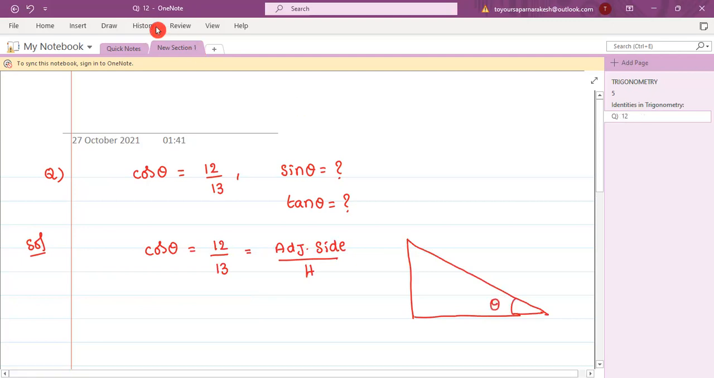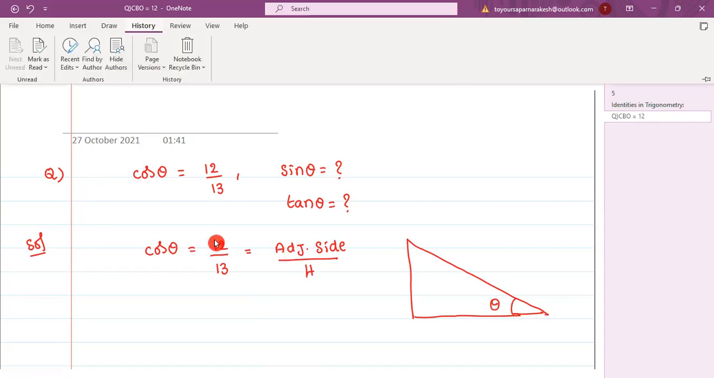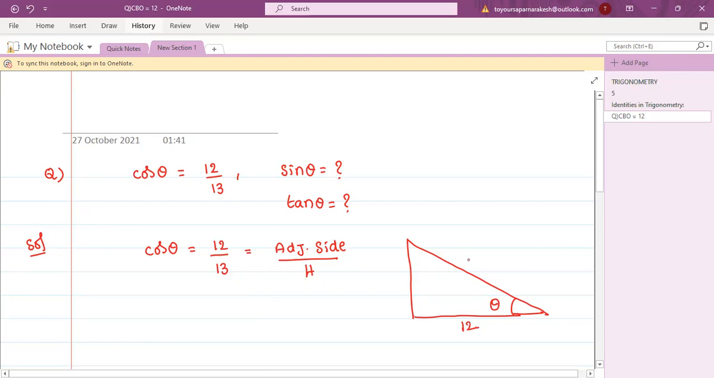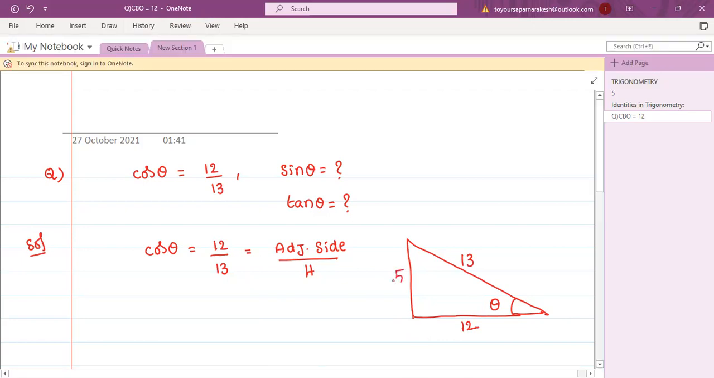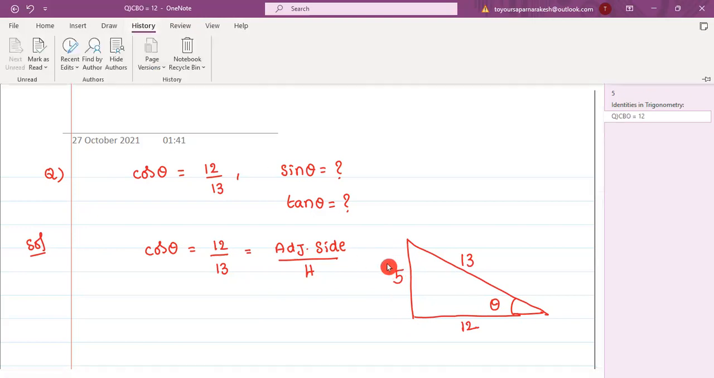Here, what is the length of the adjacent side? The length of the adjacent side is equal to 12, and the length of the hypotenuse is 13. You follow the Pythagoras theorem, and we get the length of the opposite side. By simplifying, the length of the opposite side becomes equal to 5.